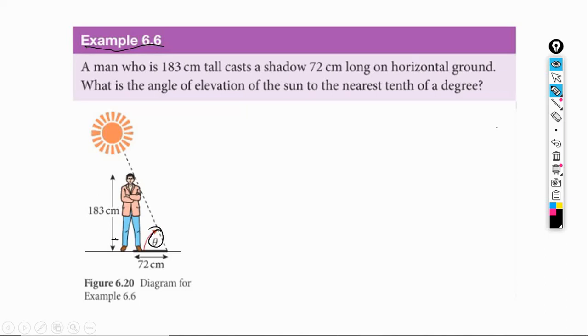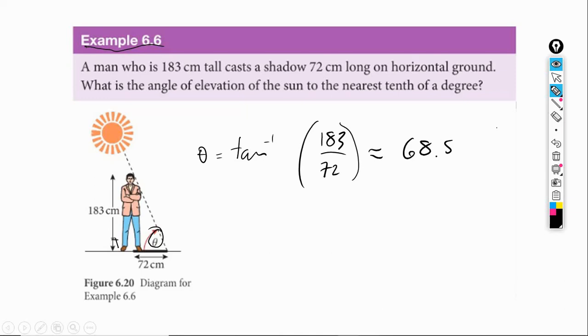Now remember that this is a right triangle, so we can just use a trigonometric ratio. In this case, we have that these are the legs of the right triangle, and this would be the hypotenuse. Then we can use opposite over adjacent, which is tangent, right? So we have that theta is equal to the inverse tangent of opposite, 183, over the adjacent, 72. And if you plug this into the calculator, it's going to give you approximately 68.5 degrees, rounded to 3 significant figures.